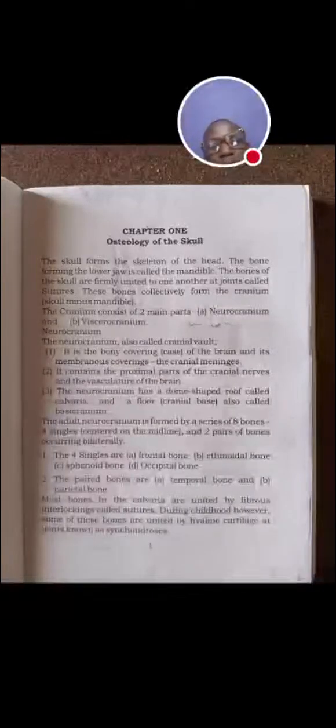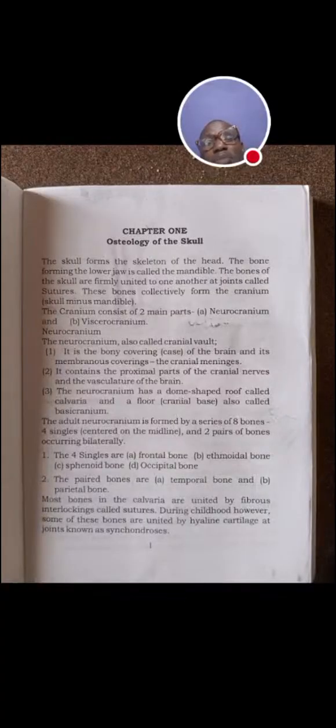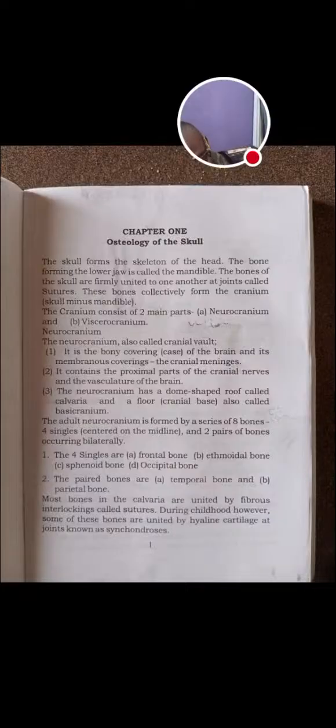We say the neurocranium, also called the cranial vault, is the bony covering of the brain, BBC: brain bony covering, and its membranous covering is called the cranial meninges. That's the second thing. The third thing we said is that it contains the proximal part of the cranial nerves, CN, and the vasculature of the brain.